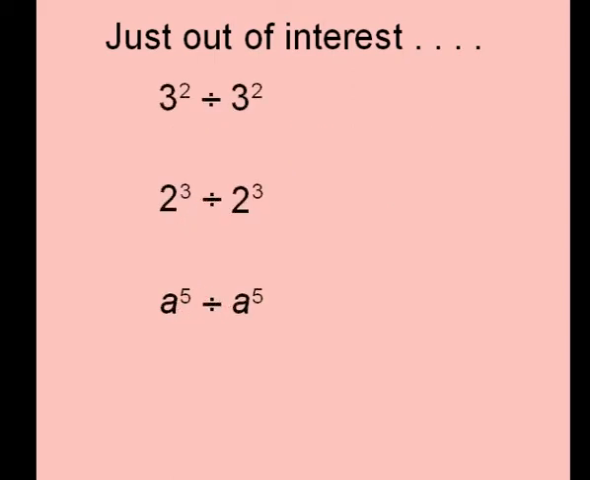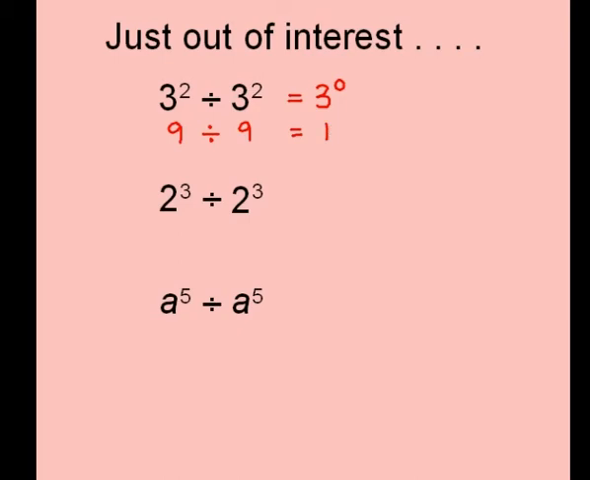Using what we've learnt in this clip, we know that we can subtract these powers here. 2 take away 2 is 0, so the answer to this question must be 3 to the power of 0. But we also know that 3 squared is 3 times 3, which is 9. And 9 divided by 9 is 1. So 3 to the power of 0 must be 1.